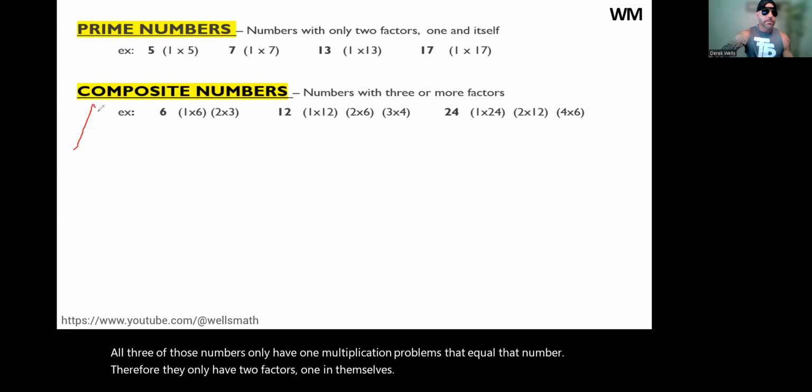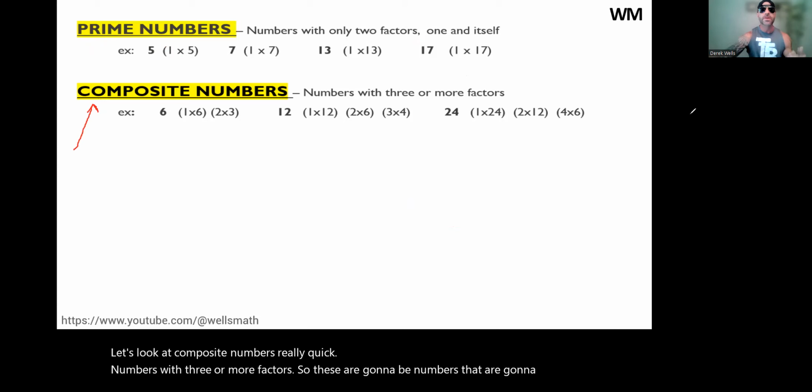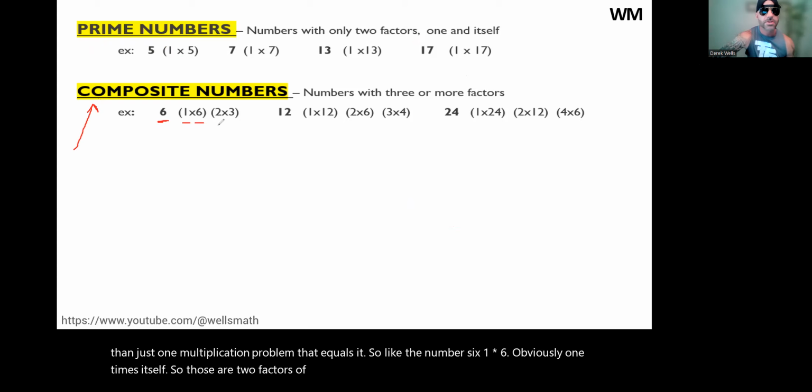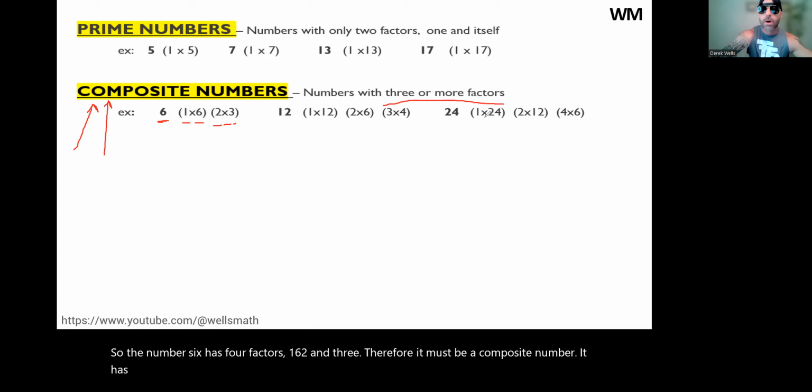Let's look at composite numbers really quick. Numbers with 3 or more factors. So these are going to be numbers that have more than just one multiplication problem that equals it. So like the number 6, 1 times 6, obviously 1 times itself. So those are two factors of the number 6, but then you also have 2 times 3. So the number 6 has 4 factors: 1, 6, 2, and 3. Therefore, it must be a composite number. It has 3 or more factors.